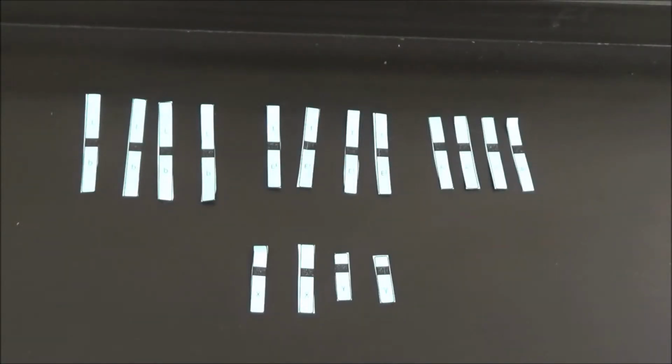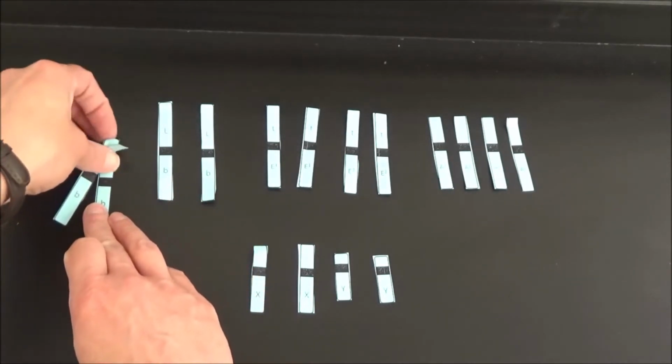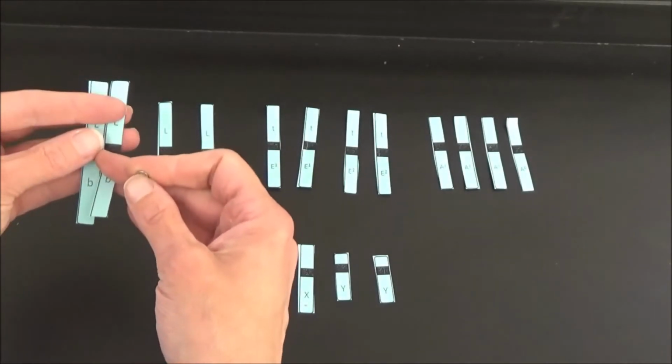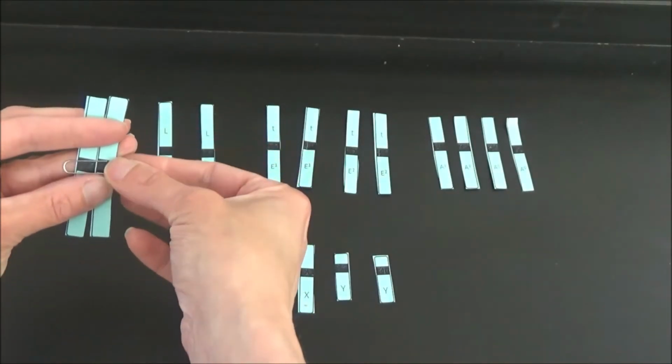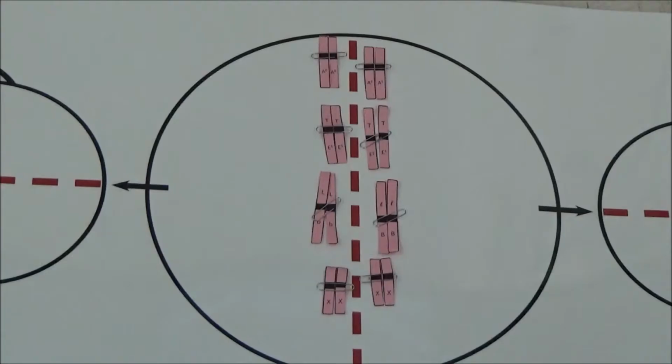Okay, so we've cut out the dad's chromosomes. Let's now pair up the sister chromatids, which remember are identical, exactly identical. So here's a pair of sister chromatids. We're going to join them together at the centromere with a paperclip. Okay, let's do that for the rest of these.